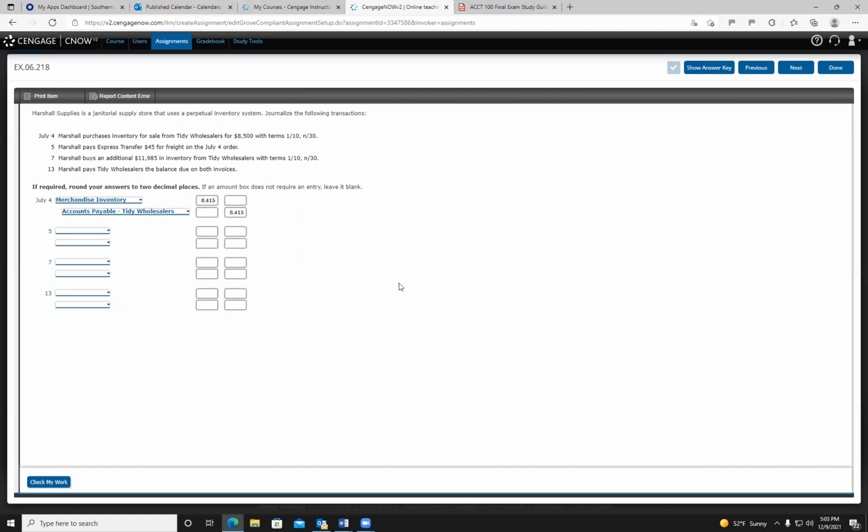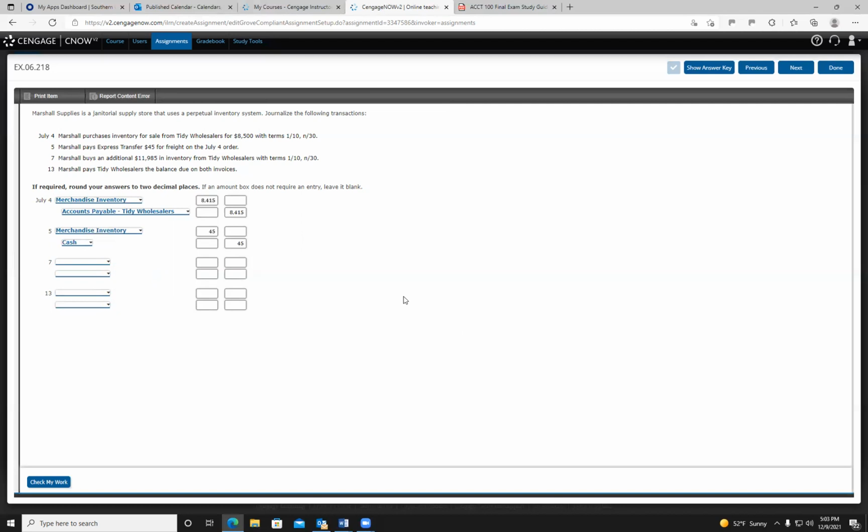Now let's look at the 5th. Marshall pays Express Transfer $45 for the freight on the July 4th order. So when you pay for the freight, nine times out of 10, you consider that part of the total inventory. You're going to add that into your inventory total. So you're going to debit your merchandise inventory. And since we paid the bill, we're going to credit cash.